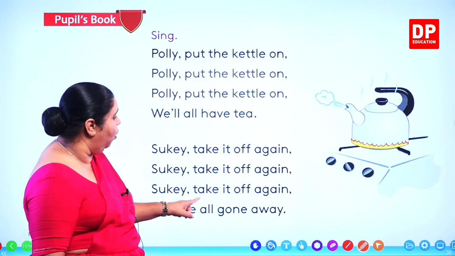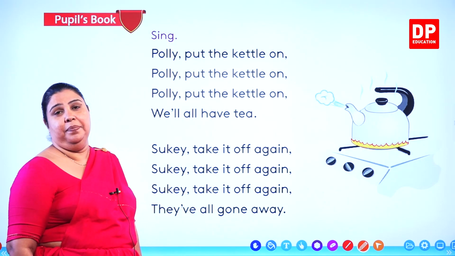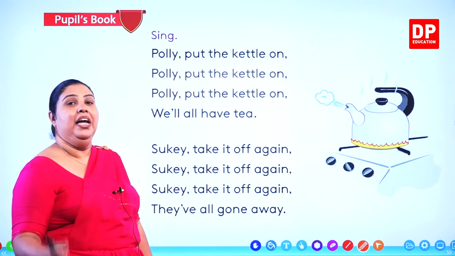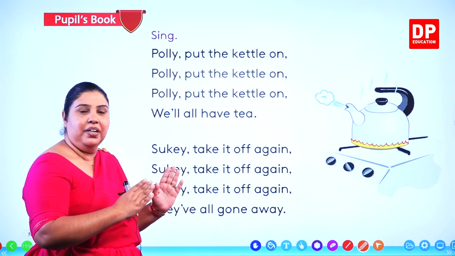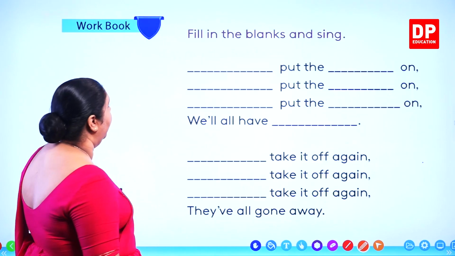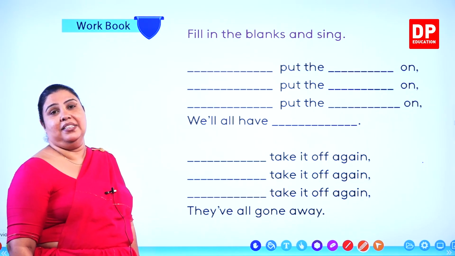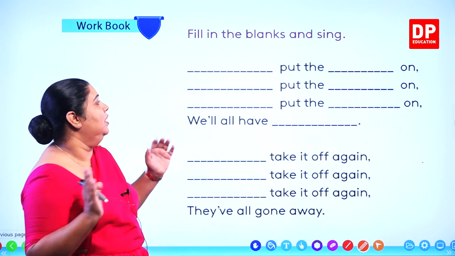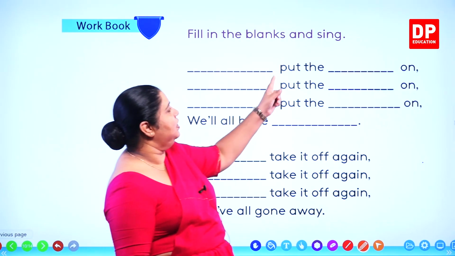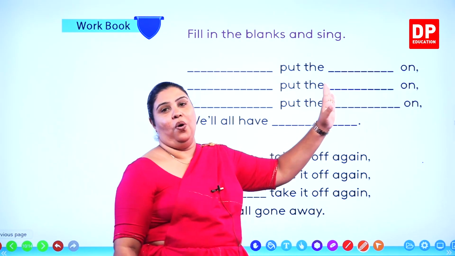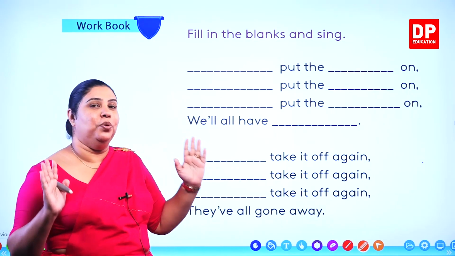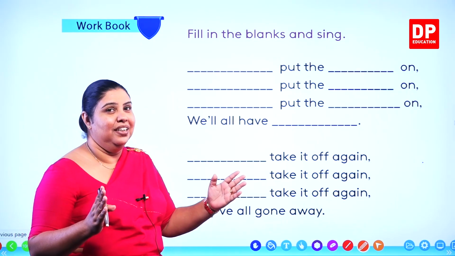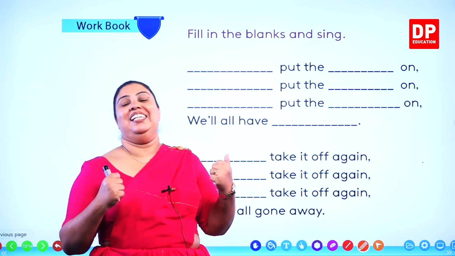They have all gone away. Now we will go back to our workbook and we will start filling the blanks. Okay? Fill in the blanks and you have to sing the song. Right. Now put the blank on. Who is going to put the, that's right, kettle.